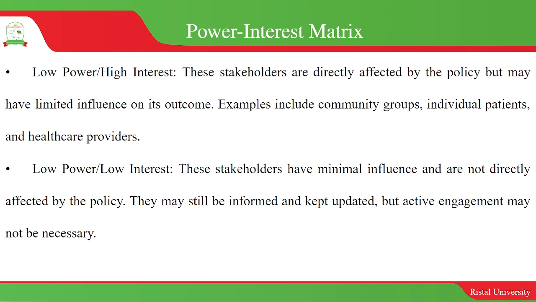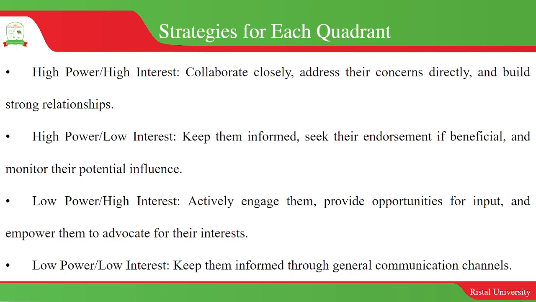Okay. So you can keep them updated and informed. Active engagement with them may not be necessary because they don't have a lot of power and they don't have a lot of interest in the matter. So what do you need to do? So the four different categories fall under the four quadrants of the power interest matrix. So what do you need to do for each quadrant?